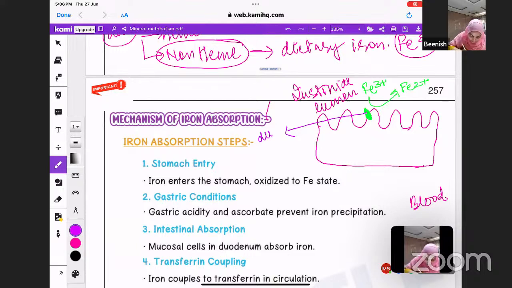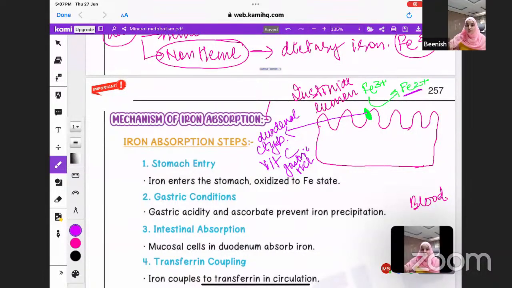They are known as duodenal cytochrome B. Now other reducing agents can also cause this conversion, that is conversion of Fe3+ into Fe2+ state, like we just mentioned, vitamin C, your gastric acid, HCl. They can also cause this.